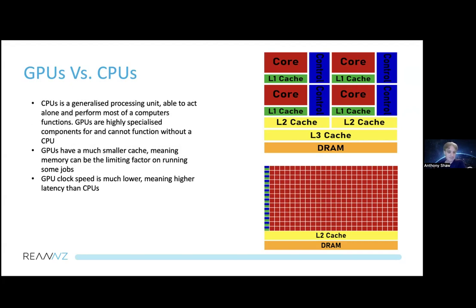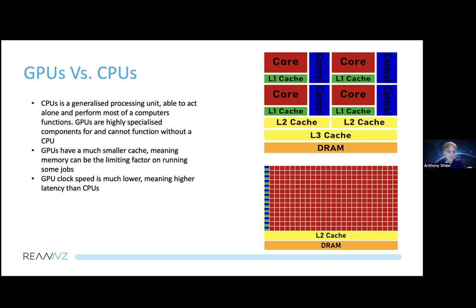But this power does not come without a cost. While a CPU is a generalized piece of hardware that can function alone and perform most functions on a computer, GPUs are highly specialized and cannot function without CPU support. Additionally, because so much of the GPU chip is taken up by cores, there's very little space for anything else. So GPUs have very little chip space devoted to control units or cache, and the cache it does have tends to be further away from the cores than on CPUs.